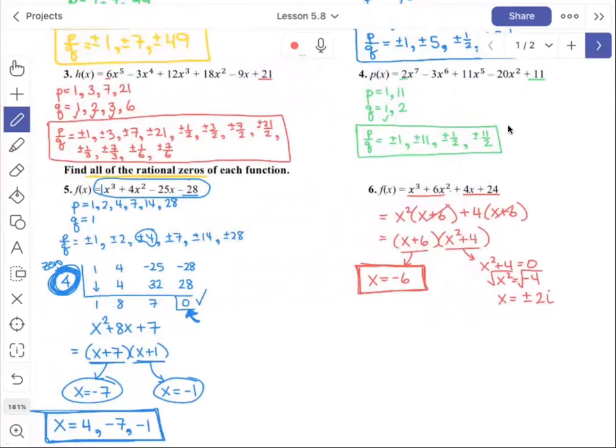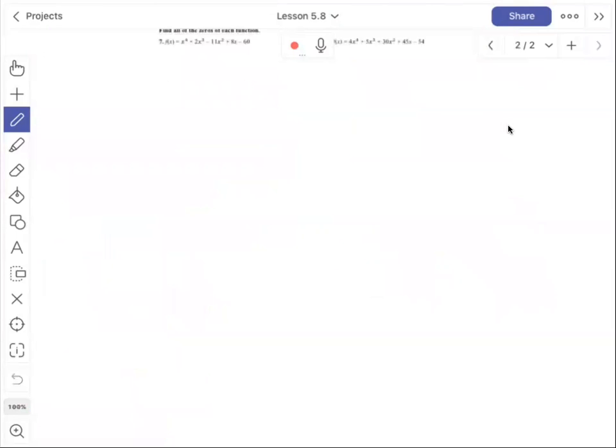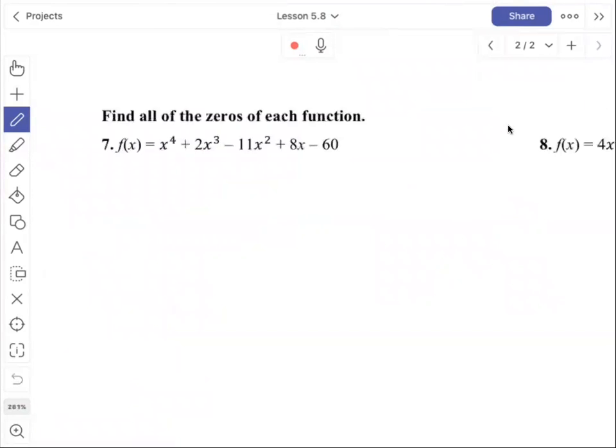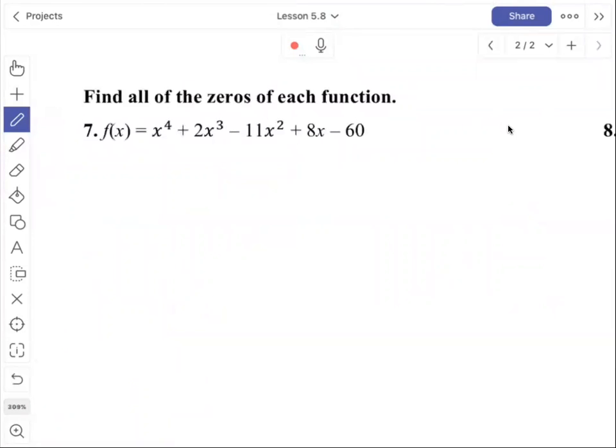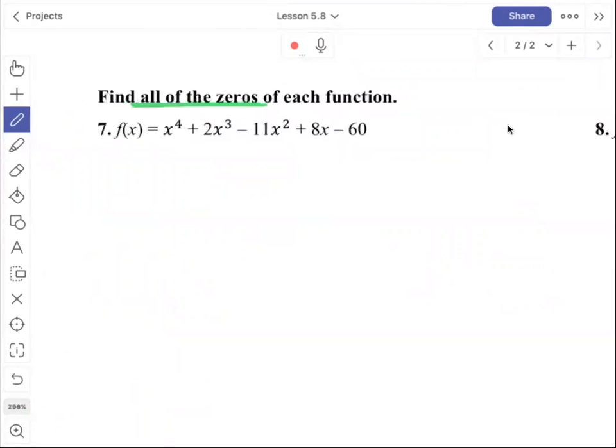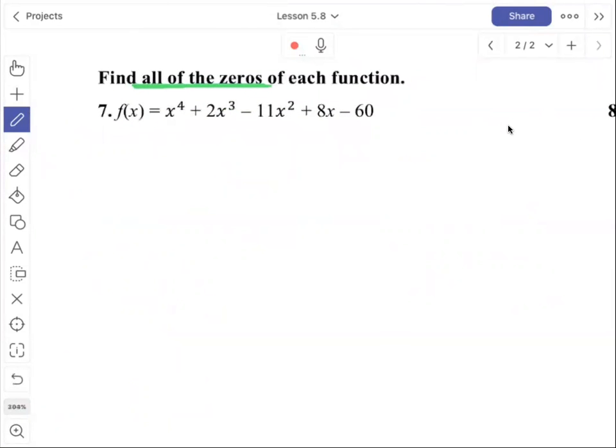All right, let's move on to number 7 and 8. This is kind of like the main event. This is what we've been leading up to. And now instead of finding just the rational ones, we are finding all of the zeros. Rational, irrational, imaginary, all of them. Okay, so let's try this one. First off, can't factor it. So I'm going to list out all my zeros.